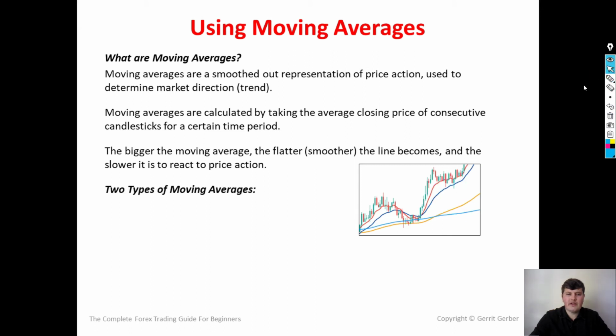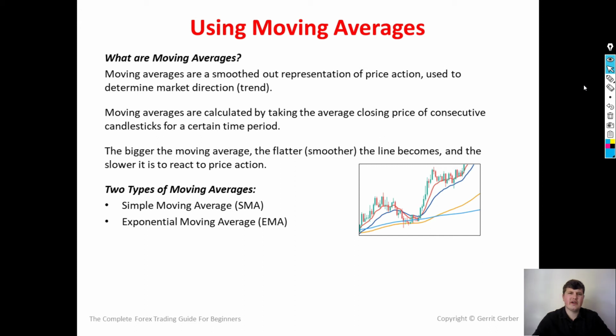Now there are two types of moving averages that you can use in the Forex market, and the first is the simple moving average, and the second is the exponential moving average. The main difference between these two is how the moving averages are calculated. And without going too technical into this, the trading software that you use automatically determines the different moving averages, so you don't have to worry about the maths behind this.